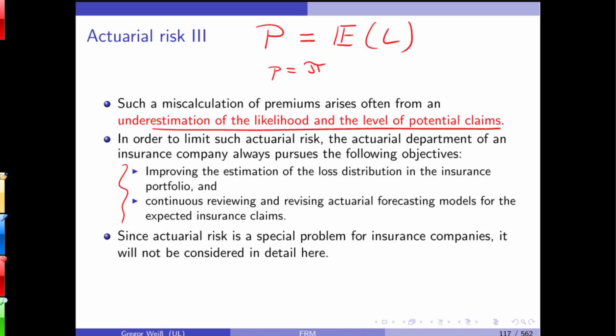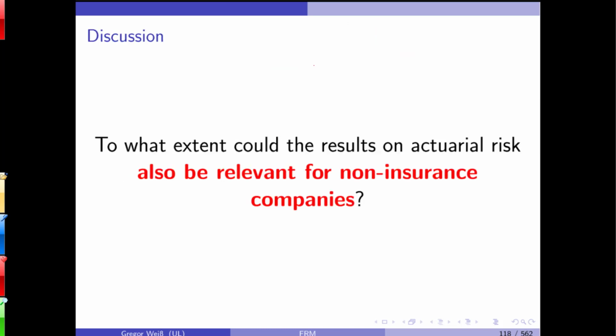But, because this is not an insurance class, this is everything I'll say about this here. So, to what extent could the results on actuarial risks also be relevant for non-insurance companies? Now let's turn to the question, how can we use this if we are, for example, the shoe shop next door, if we are not an insurance company?